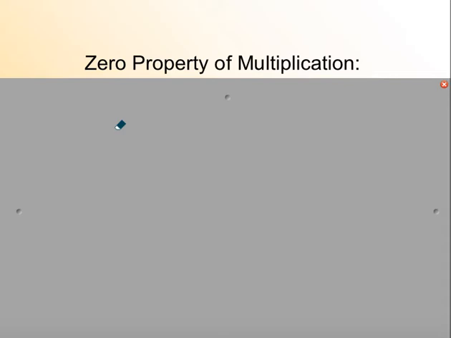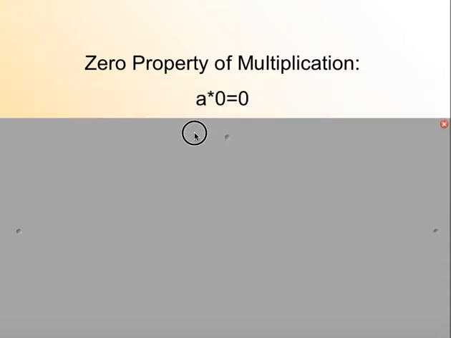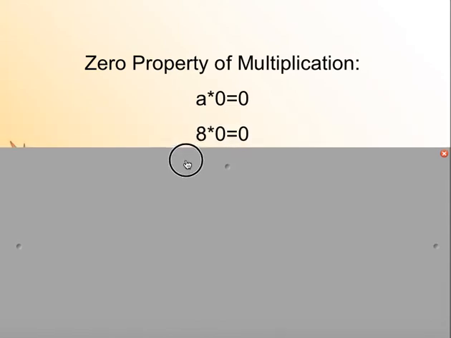So we have the 0 property of multiplication. So if we look at this, what this means is that when we are all said and done with what we're doing, it's going to equal 0. So if we take a number, multiply it by 0, it's going to give us 0. All right? Our outcome is going to be 0. That's why we call it the 0 property of multiplication. All right? So if we take 8 times 0, it's going to equal 0. Negative 23 times 0 is going to give us 0.